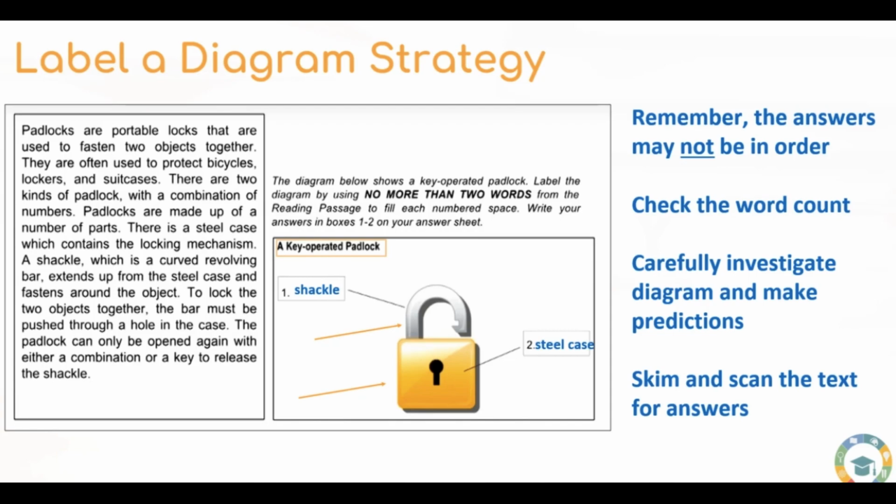So these are words that I predicted may be in the answers, or at least they're synonyms of words that I were predicting would be the answers. One more time, let's quickly go through the strategy. So remember that answers may not be in order. Check the word count carefully, as you should do for every question type.